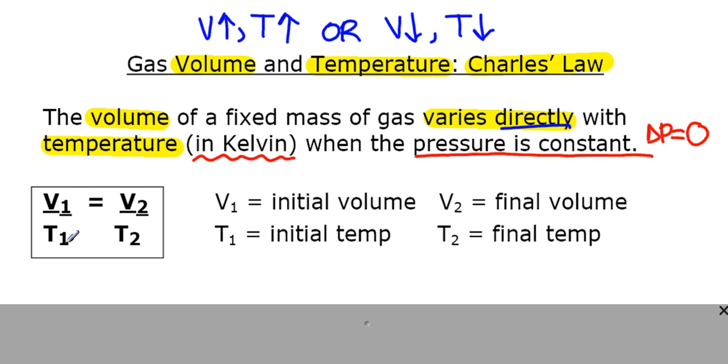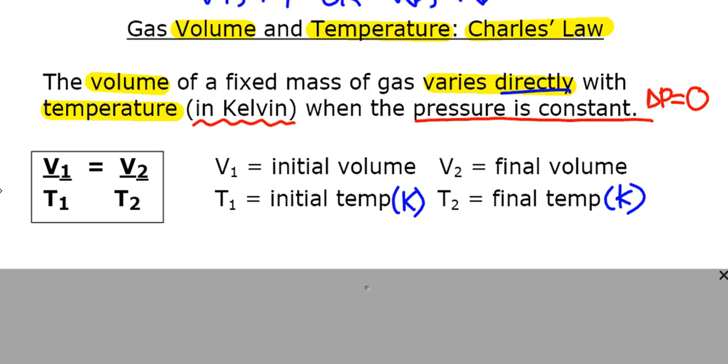So what does the actual law look like? It's V1 over T1 is equal to V2 over T2: initial volume and temperature, and final volume and temperature. The temperature for this to be true has to be in Kelvin, so you must always use Kelvin here. But for volume, it's not specifying liters or milliliters. As long as they're both the same, you're okay.